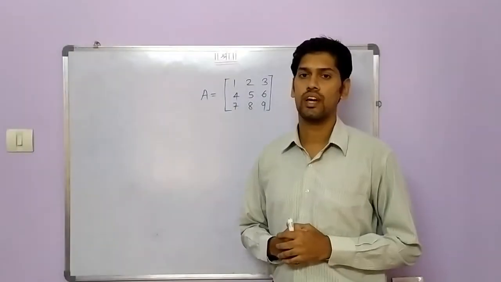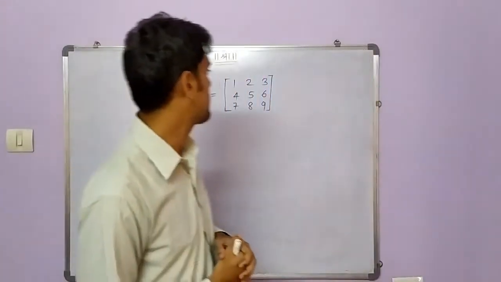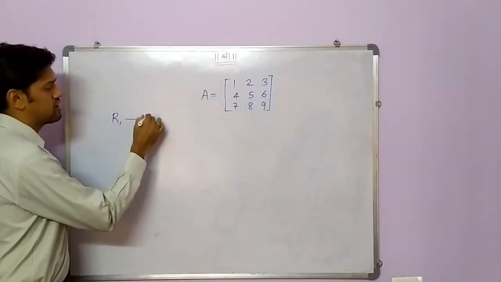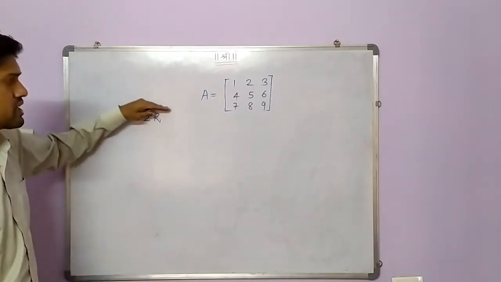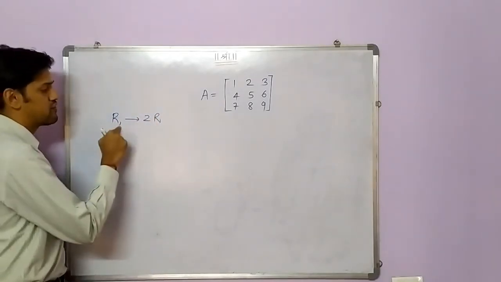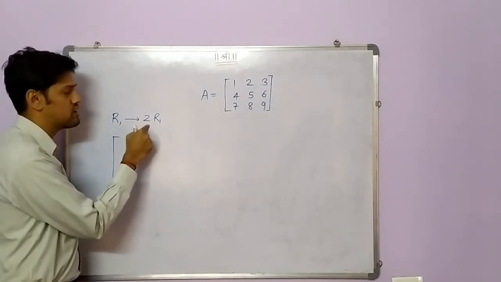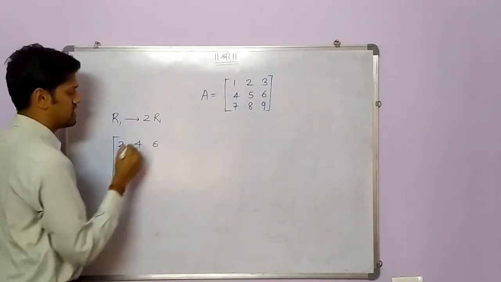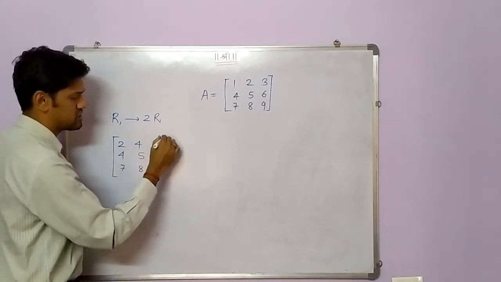The second operation that we can perform is multiplication of any row or column with a scalar value. What I can do here is change row R1 to 2 times R1. After performing this elementary operation, matrix A will become like this. Each element of the first row will be multiplied by this scalar, that is 2, whereas the rest of the matrix will remain the same. It will not be changed.